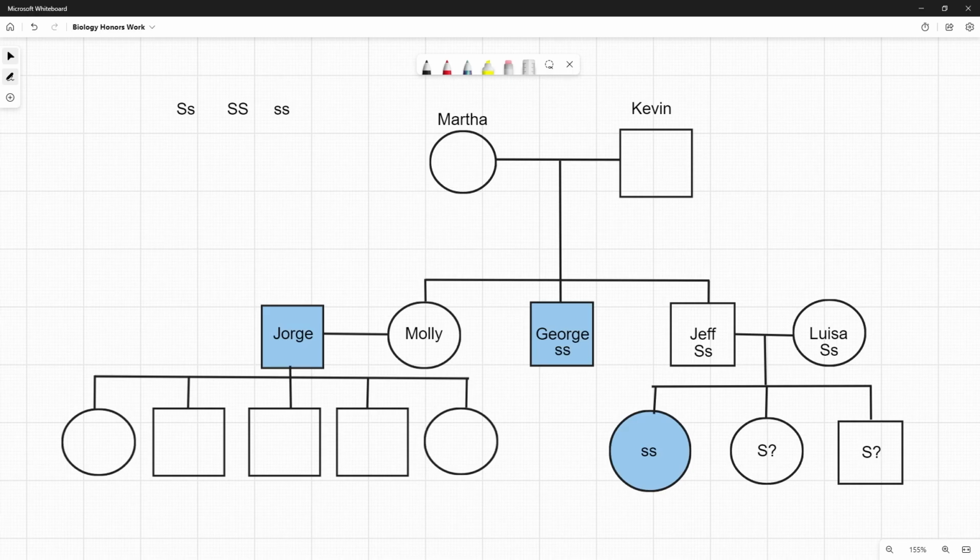Their daughter, Molly, marries a man who is affected by the trait, homozygous recessive. Somehow, all 5 of their children are unaffected. While she could be heterozygous, that's most likely not the case. She's probably homozygous dominant, meaning all of her kids are heterozygous. As far as the original parents, we know they have a child who's affected, meaning both of them must be heterozygous. And that is a pedigree.